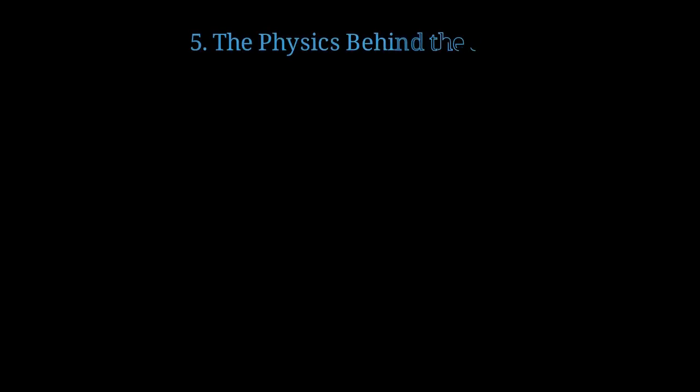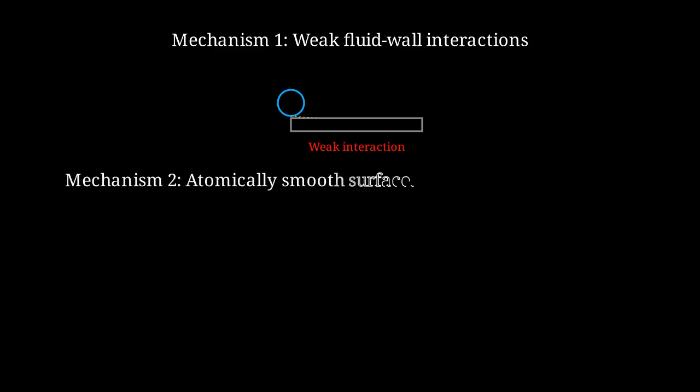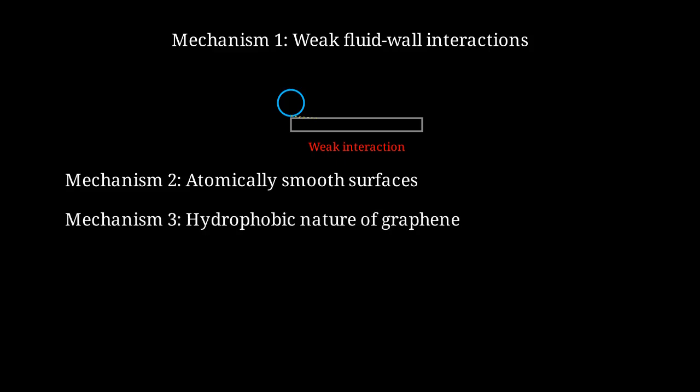What physical mechanisms cause this dramatic slip behavior? First, the interaction between water molecules and the smooth graphene surface of carbon nanotubes is very weak. Water molecules interact weakly with the ultra-smooth carbon surface, unlike rough surfaces where molecules get trapped in surface irregularities. Second, carbon nanotubes have atomically smooth surfaces with no defects or roughness to trap fluid molecules. Third, the hydrophobic nature of graphene means water molecules prefer to interact with each other rather than with the wall.